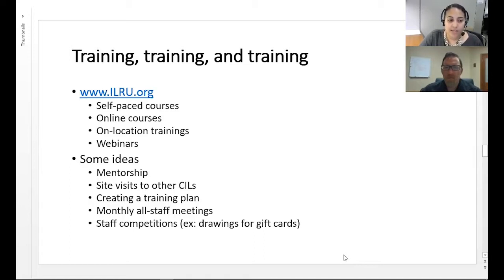One thing that we're seeing is that, we talk a lot about peer mentoring, right? But really that can extend between centers. So a lot of the times centers are learning a lot more about services and innovative things that they can be doing from other CILs. So a site visit might be a good way to take a different approach and see how other centers are doing things. And as I mentioned, creating a training plan.